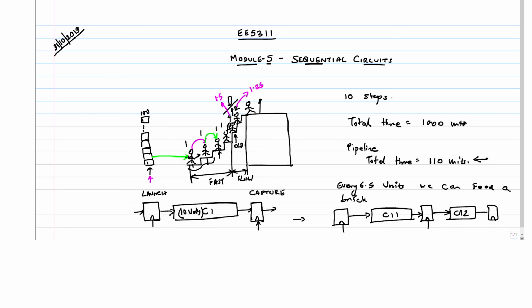Another flop in between. That's my final capture flop. Of course, remember the same flop can be a launch flop for one circuit and a capture flop for another circuit, right? So I can't say that this is the launch and this is the capture, because for the next stage that's going to be the launch flop, correct? So the idea is, delay of C1 is equal to delay of C11 plus delay of C12.